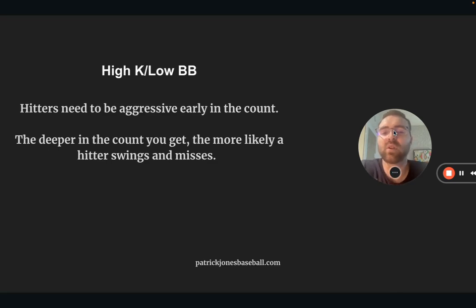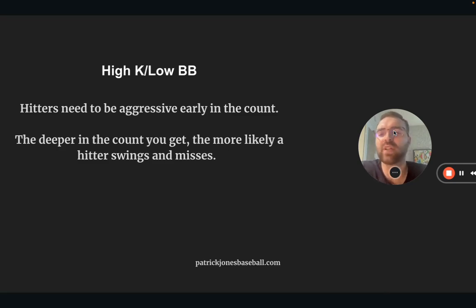So that's a high strikeout, high walk pitcher: aggressive early, more selective late. Now, if I see someone on the flip side where it's a high strikeout, low walk pitcher, we're still going to be aggressive early in the count, but the deeper in the count we get, we still need to be aggressive, and we're not going to be as selective as with the high walk pitcher. If anything, we might expand the zone a little bit, knowing that he's still going to be able to command and still probably going to be around the zone later on in the count.